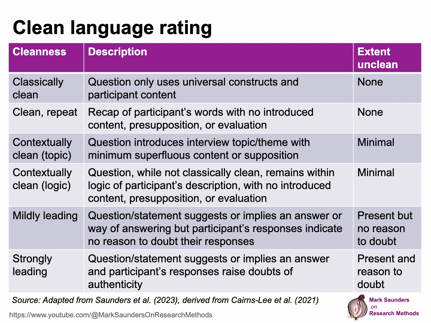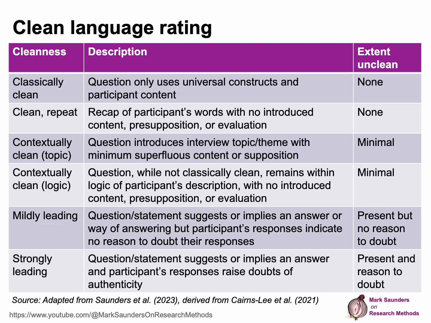Where we start to have problems is when the language we use is mildly leading, when questions or statements suggest or imply an answer, or the way that we'd like our respondent to answer. However, we call it mildly leading when we get the answer back from our participant and it doesn't suggest that their responses have been biased by what we've said. So we say here that unclean language is present, but we don't doubt the way in which the answer has been given, and we don't think it's actually biased the responses.